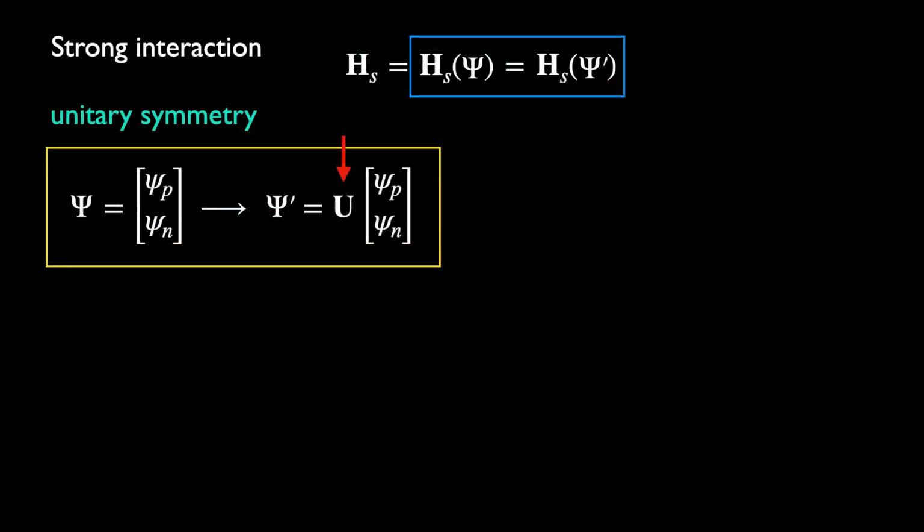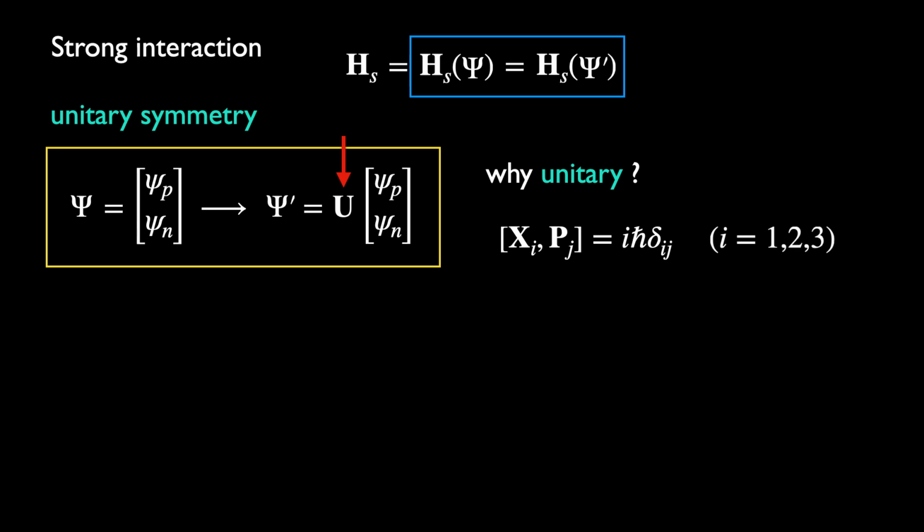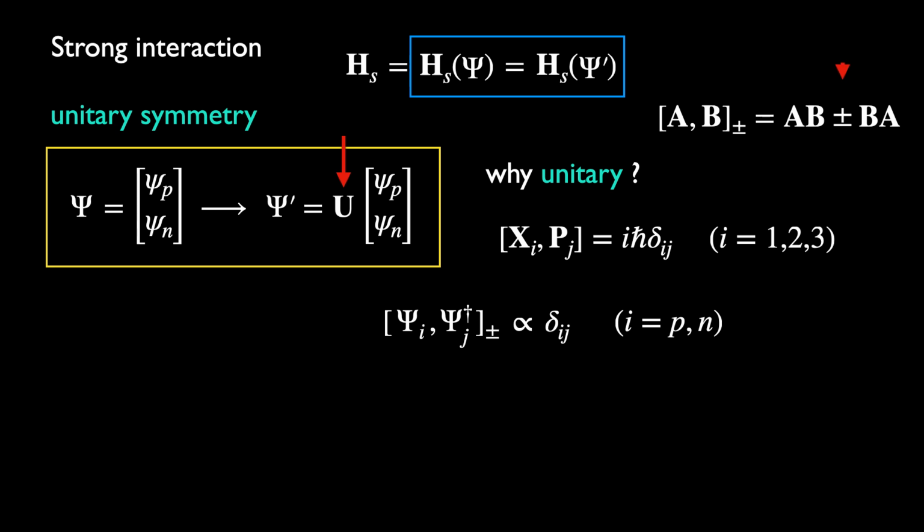There's a reason why we choose unitary transformations. These transformations will preserve the canonical commutation relations like those between position and momentum. The relevant commutation relations for the quantum fields psi will be between psi and psi dagger. Notice that we have also allowed the possibility of the anti-commutation relation, which is just the usual commutator but with an opposite relative sign. The reason for this is to account for the canonical commutation relations between fermions. But the details are not important here. We shall talk about them when we discuss quantum field theory later in this course.